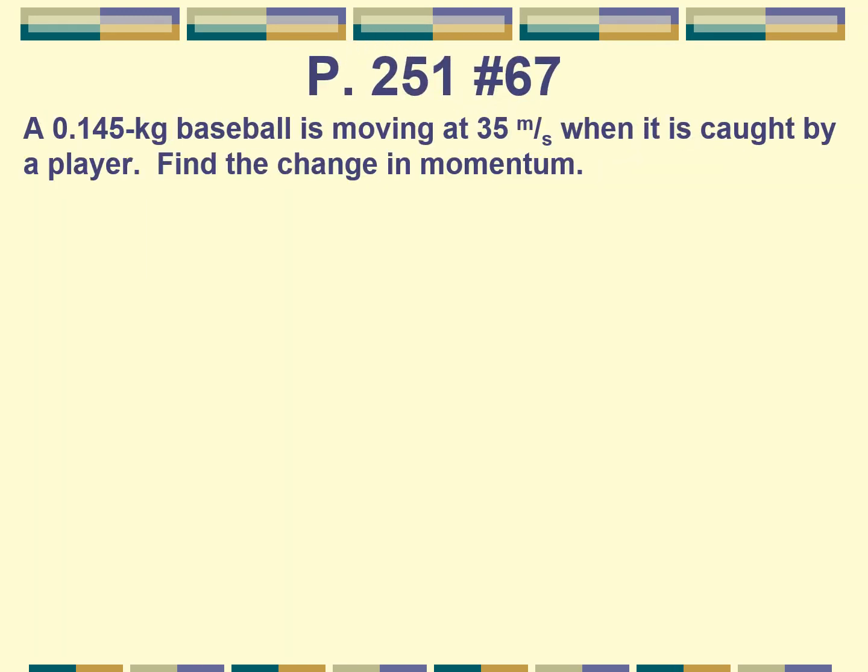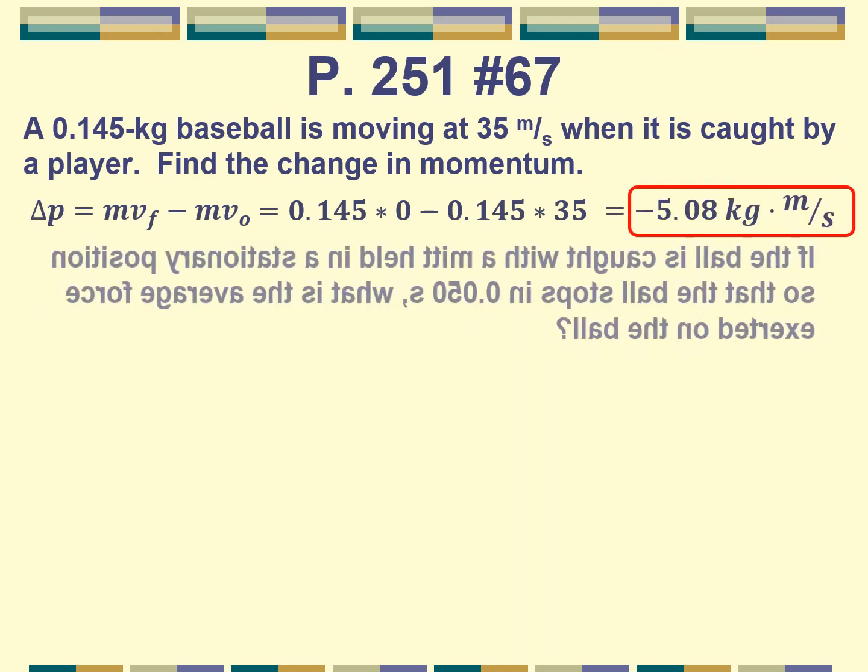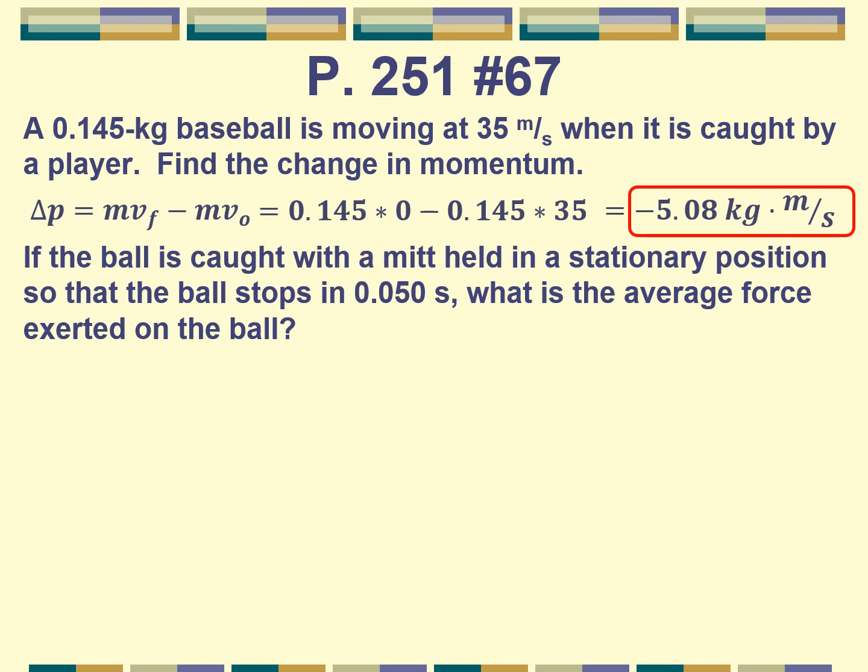So in this example, we have a 0.145 kilogram baseball that's moving at 35 meters per second when it's caught by a player. Find the change in momentum. Well, change in momentum is going to be equal to mass times final velocity minus initial velocity. Well, we have the mass, that's 0.145. We'll go ahead and plug that in, and we got the initial velocity, which is 35, and it's caught by a player, so it's going to stop. That's the final velocity of 0. So we get 0.145 times a negative 35, which gives us negative 5.08 kilograms meters per second.